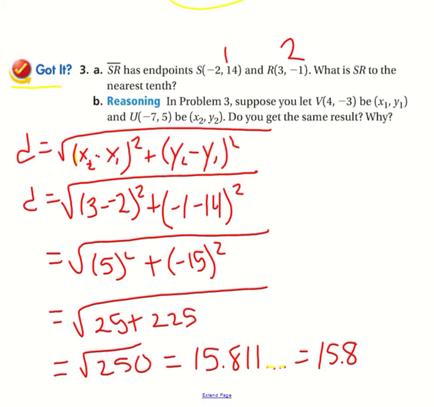Alright, so now you've finished your problem. Check your work with mine. I ended up getting that it is 15.8. If you didn't get that, go back, look through my steps, look through your steps, make sure we agree. So that's for problem A.